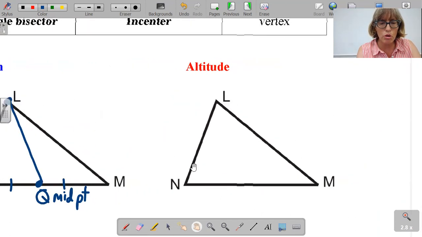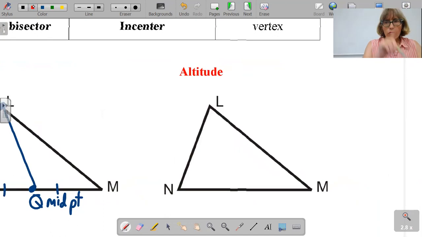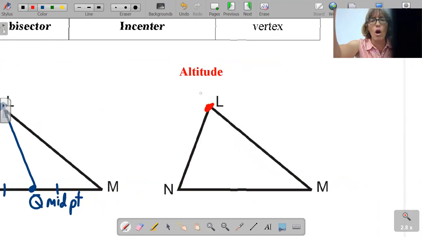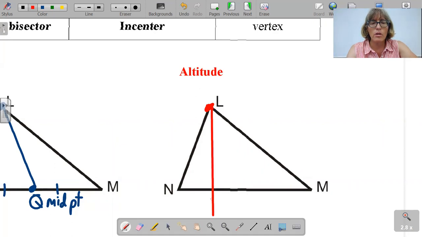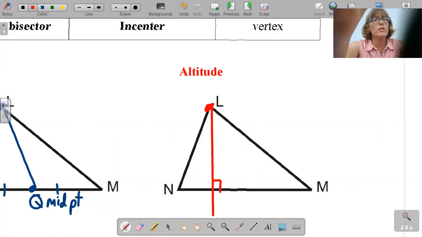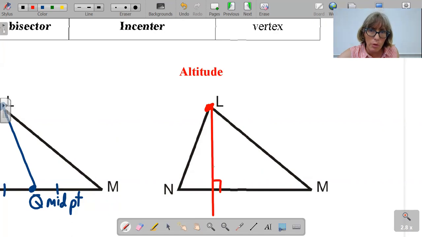An altitude goes vertex to right angle in the opposite side. Right angle does not necessarily go through a midpoint. In fact, it doesn't most of the time. That's an altitude. Straight down.